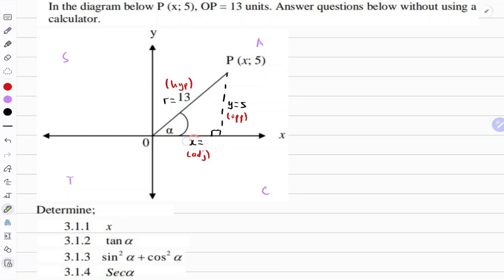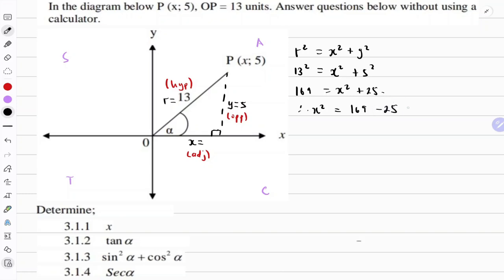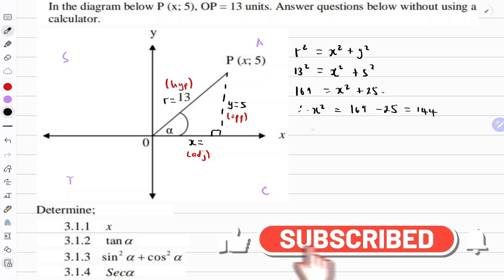To find the value of x, we can use Pythagoras' theorem because this is a right triangle. We know the square of the hypotenuse is equal to the sum of the squares of the other two sides. So our hypotenuse is 13 squared, our x value we don't know, plus our y value is 5 squared. So 169 is equal to x squared plus 25. Therefore x squared is equal to 169 minus 25, which is equal to 144.